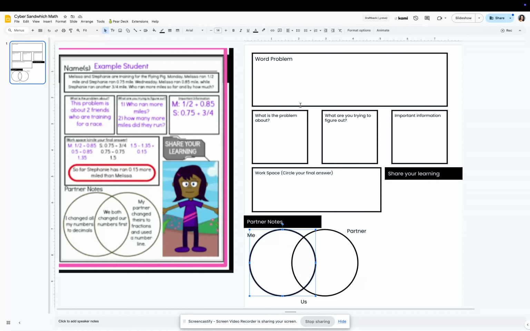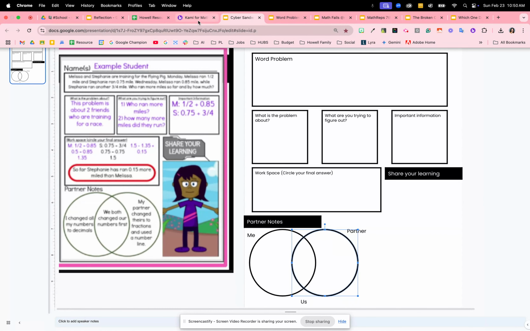So they do all their work up here. They compare, what did I have? What did my partner have? And what did we both have together? Then they share their learning on how they learned about their answer and if they made a mistake or if their partners had the same answers correct.